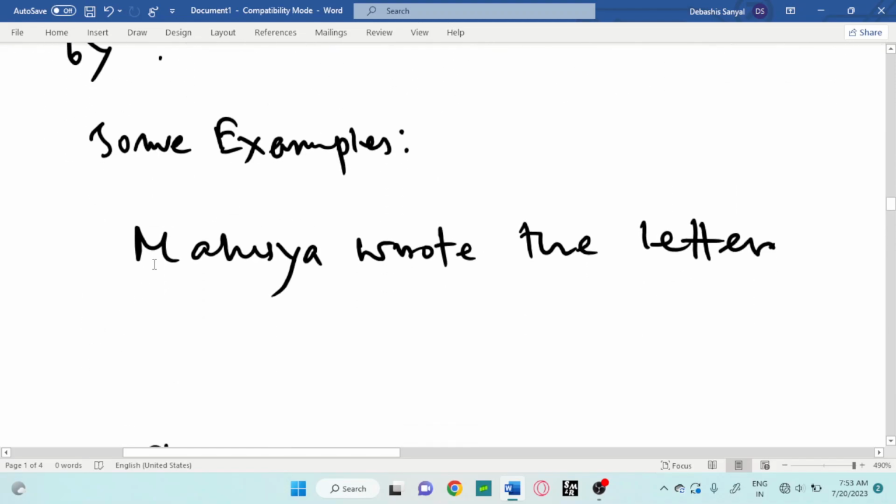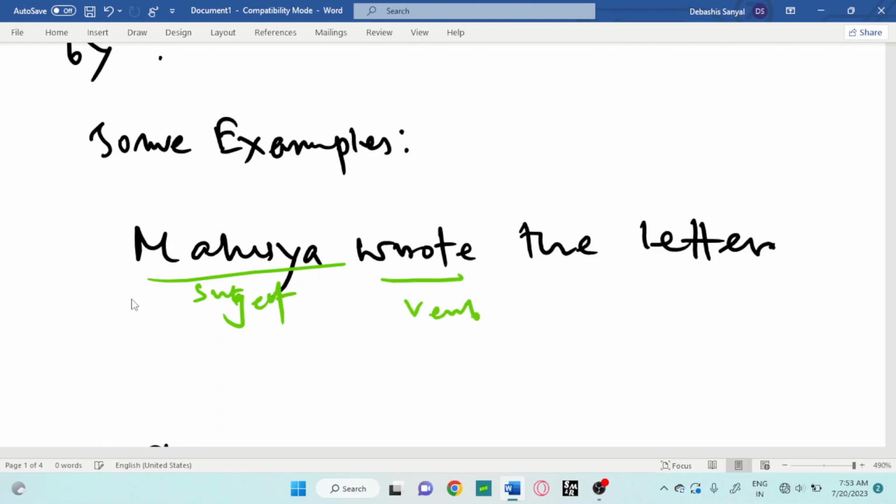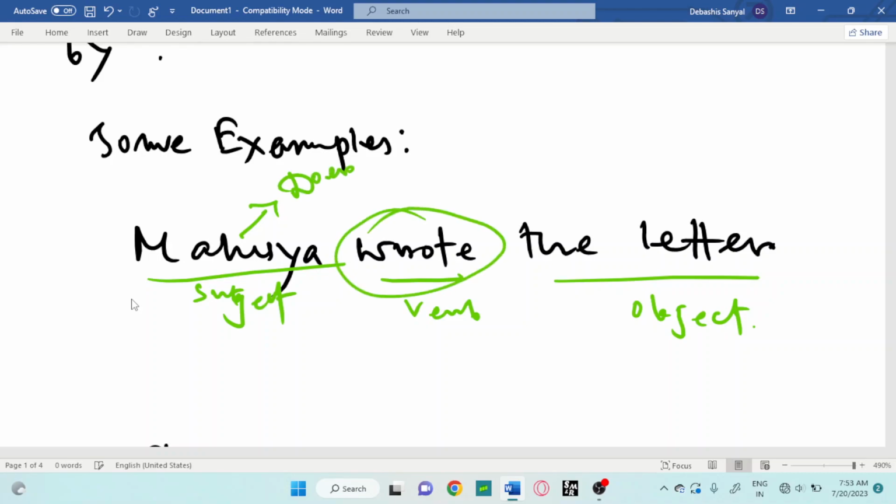Mohua wrote the letter. Okay, see here. Mohua is the subject. Wrote is the verb form. The letter is its object. At first, you have to know whether the sentence is given in active or passive. Mohua wrote the letter. Mohua is the subject. Actually, Mohua becomes the doer. There is a transitive verb and there is an object. That's when the sentence is in active voice, and it's very clear.